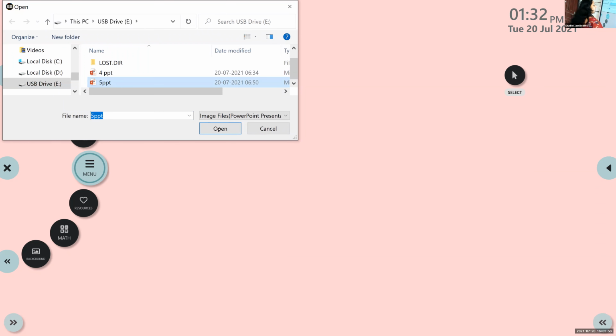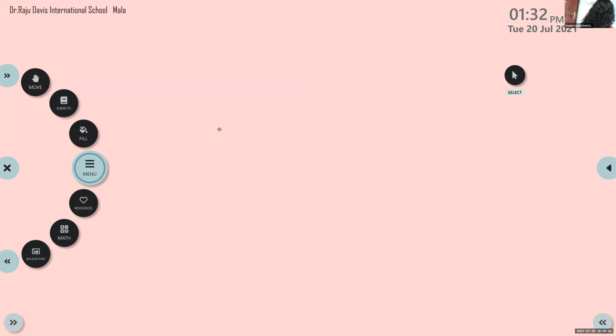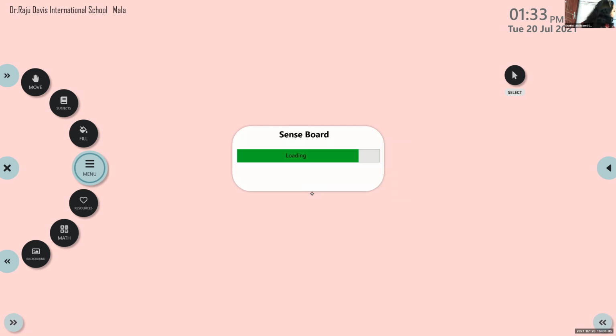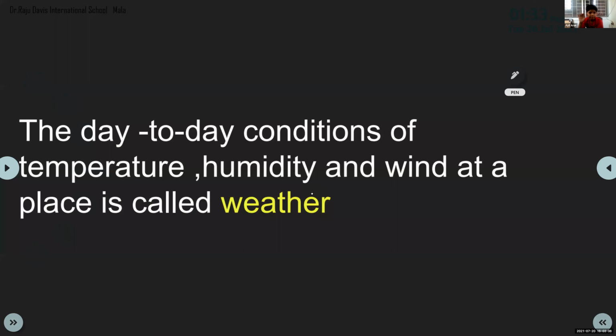Every class, ma'am is asking you to read the textbook, but still I know that some children are not reading the lesson. Okay, some important points you can read. Maria, you read the first point, baby. The day-to-day condition of temperature, humidity and wind at the place is called weather.